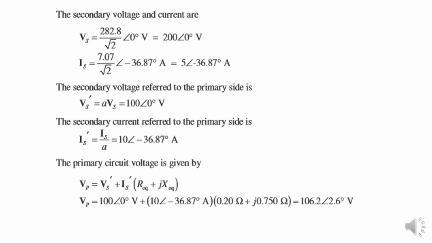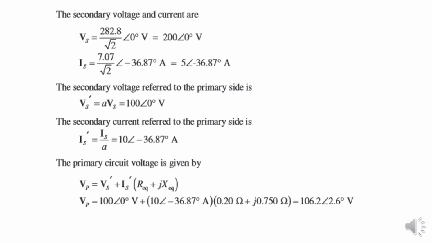First of all, since the secondary voltage and current are given, VS is 282.8, which is the peak value. If we divide it by root 2, we get the RMS value, which is 200, and therefore VS is equal to 200 angle 0. We will make VS our reference. IS is also given as 7.07, the peak value, with an angle of minus 36.87. When we divide by root 2, it is 5, and the angle remains the same, minus 36.87.